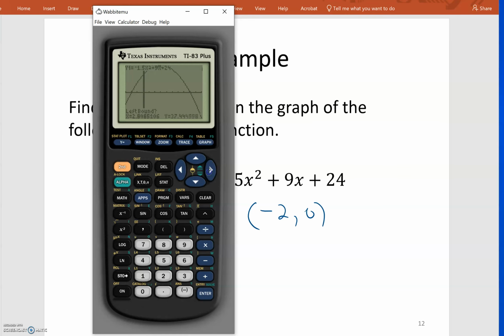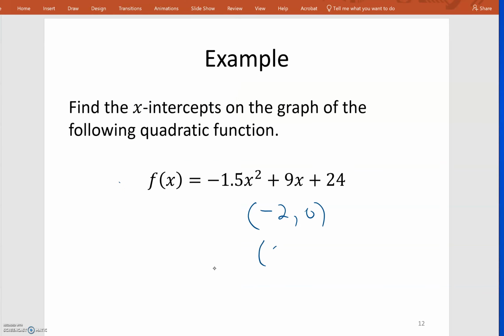So we'll get there eventually. I think it's a lot of a pain, but whatever. Alright, we're getting to it. Okay, now I'm to the left of the other one. Now I go to the right of that one and take a guess at it, and I get 8, 0. So these have nice integer coordinates. Okay, so those are our zeros.